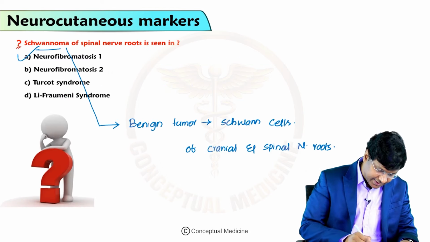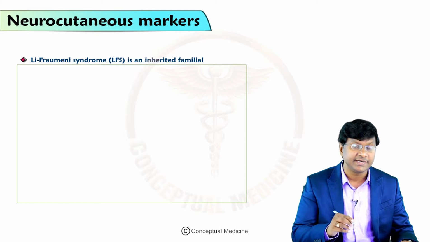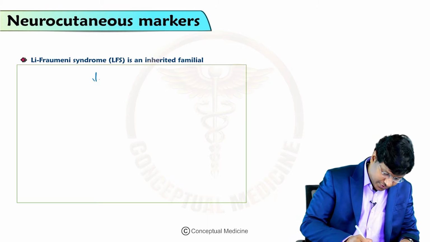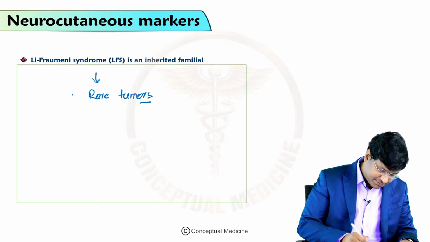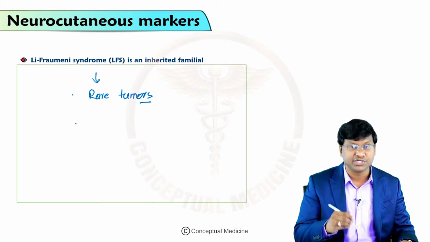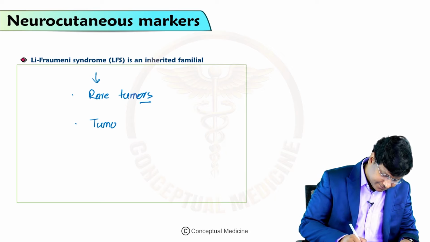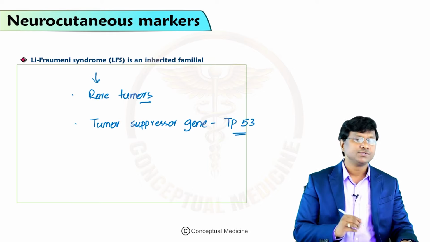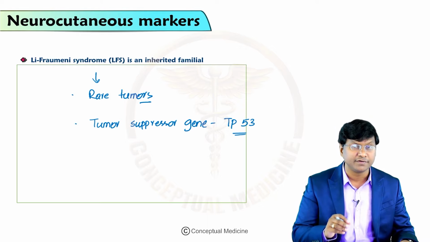Then we have another option in the question, that is Li-Fraumeni syndrome. Now what is this particular Li-Fraumeni syndrome? Li-Fraumeni syndrome is an inherited familial predisposition to a wide range of certain, often rare, cancers, right? So you have a wide range of rare tumors in Li-Fraumeni syndrome. And these rare tumors are mainly due to a change in a tumor suppressor gene which is known as TP53, right? So that is your Li-Fraumeni syndrome, which is an inherited familial predisposition to a wide range of often rare cancers.